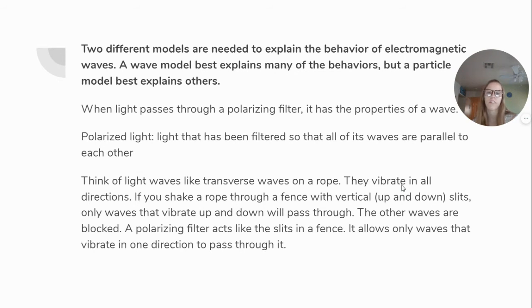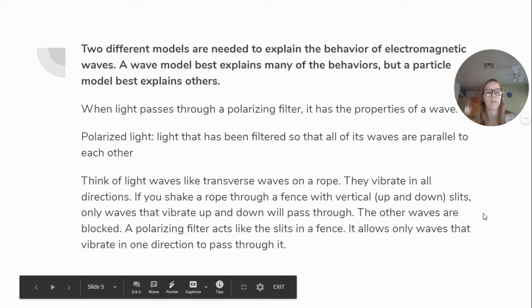So think of light waves like transverse waves on a rope. They vibrate in all directions. So if you were to take a rope through a fence that has vertical slits, so up and down slits, only the waves that vibrate up and down will pass through because you're shaking the rope up and down. The other waves are blocked from going through. A polarizing filter acts like the slits in a fence. It only allows waves that vibrate in one direction to pass through it.